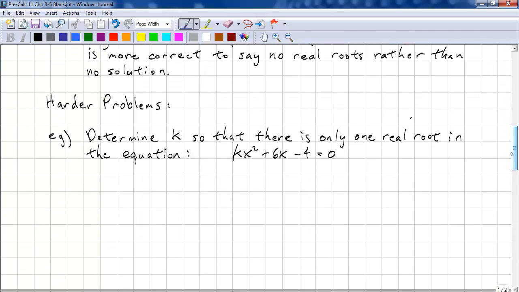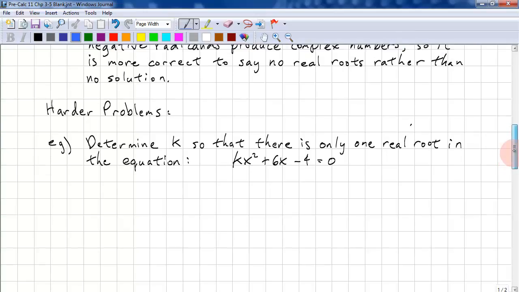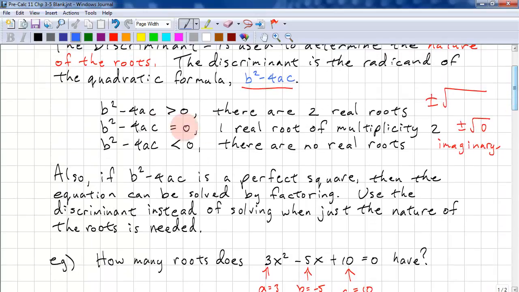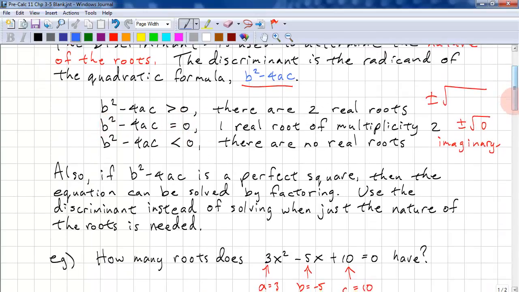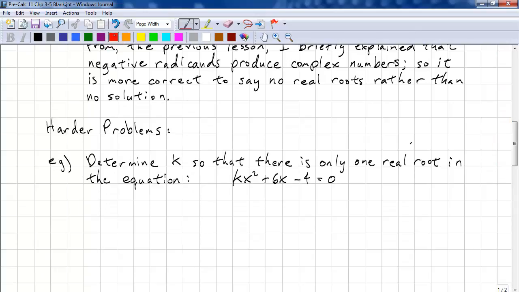Okay, for a harder problem, determine k so that there's only one real root in the equation. Well, how do we know when there's one real root? Well, we have this, the discriminant equals 0. So we just use that. a equals k, b equals 6, c equals -4. So b squared minus 4ac equals 0.